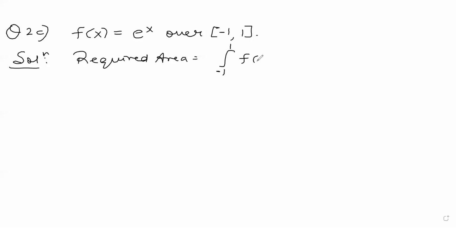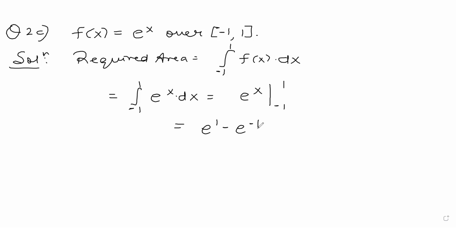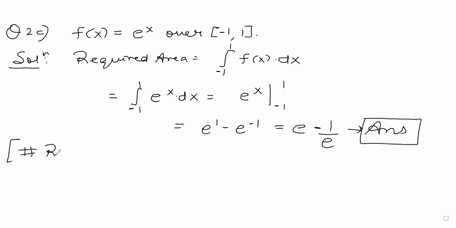Integral minus 1 to 1 f of x dx, which is integral minus 1 to 1 e to the power x dx. The integral of e to the power x, please recall, is nothing but e to the power x only, which you run from minus 1 to 1. So this is e to the power 1 minus e to the power minus 1, which you can write as e minus 1 upon e, which is the required answer for this question. All students recall that the integral of e to the power x is e to the power x plus c, where c is the constant of integration.